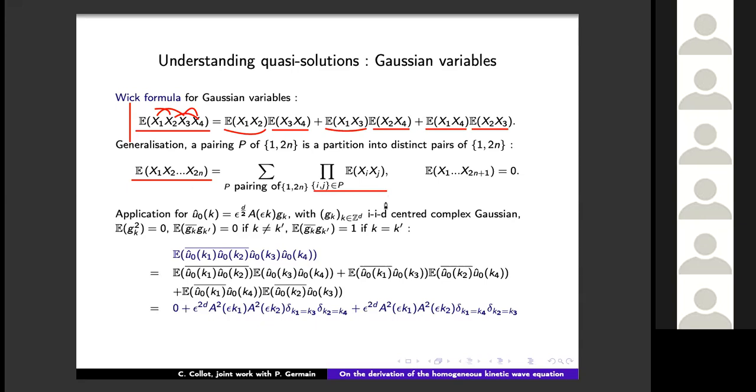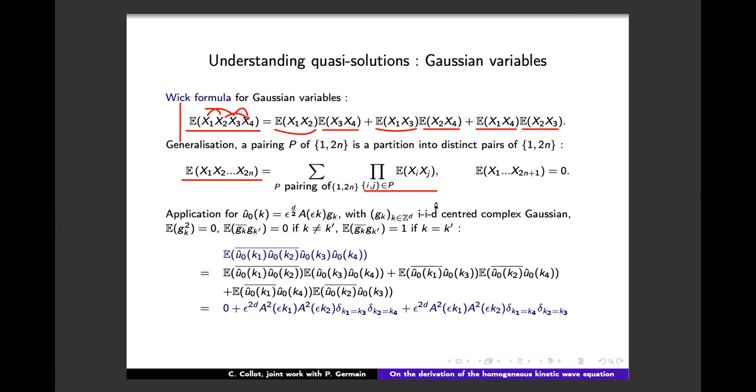Okay, so this is a well-known formula. It's called Wick formula, proved by Isserlis at the beginning of the 20th century. And I give you an application because if you remember, my initial data, it's of this form. I'm taking a Gaussian variable which are independent at each different coefficient. So as a consequence, since they are independent, whenever I take the expectation of a product of 2 different, it's 0.